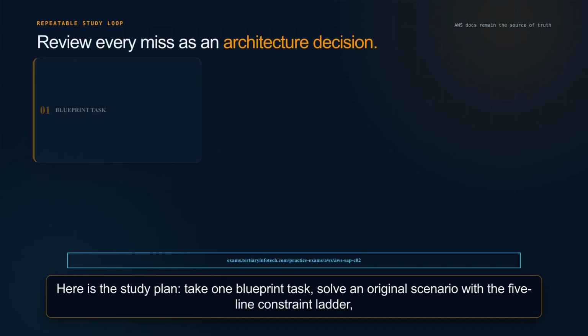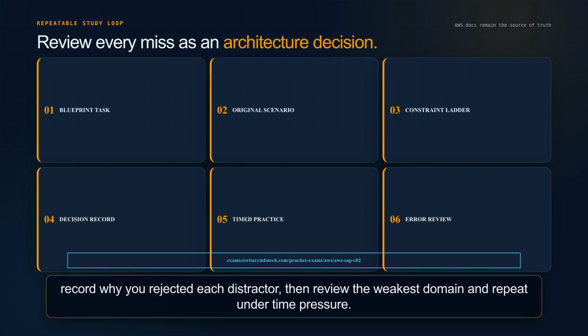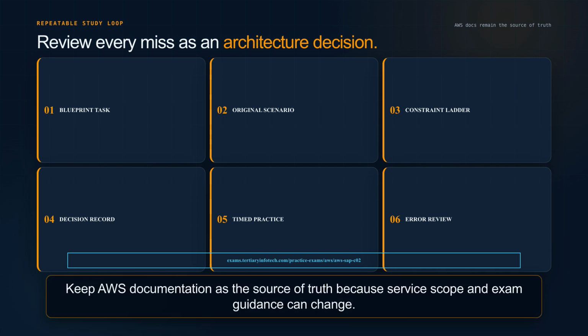Here is the study plan: take one blueprint task, solve an original scenario with a 5-line constraint ladder, record why you rejected each distractor, then review the weakest domain and repeat under time pressure. Keep AWS documentation as the source of truth because service scope and exam guidance can change.